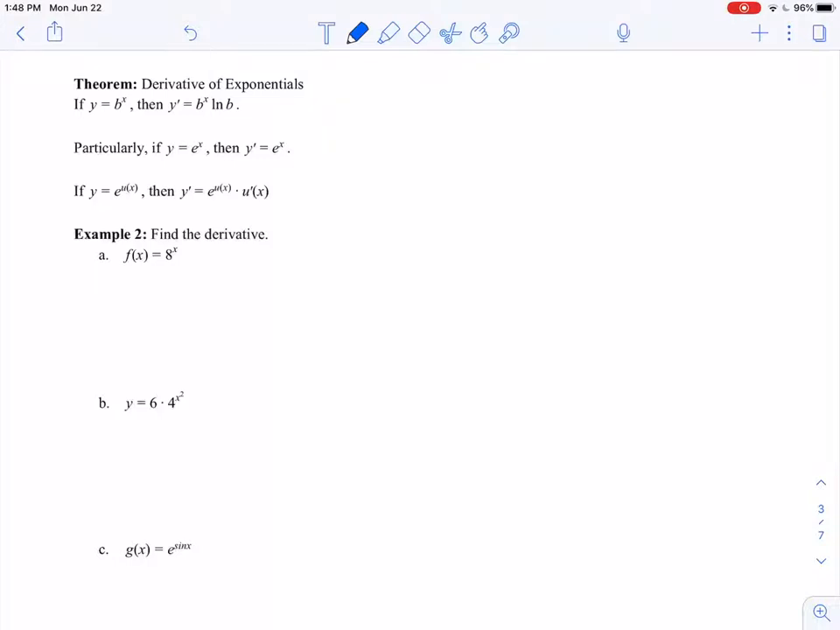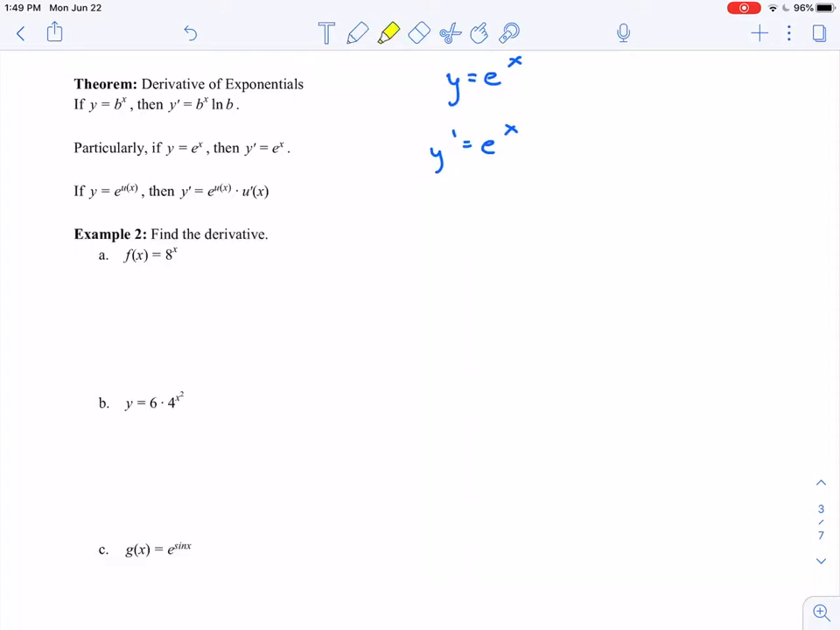We know the derivative of the exponential function y equals e to the x. This was one of the first derivative rules that we talked about way back in 3.3. We know that the derivative of y equals e to the x is y prime equals e to the x. It's a pretty cool derivative rule.